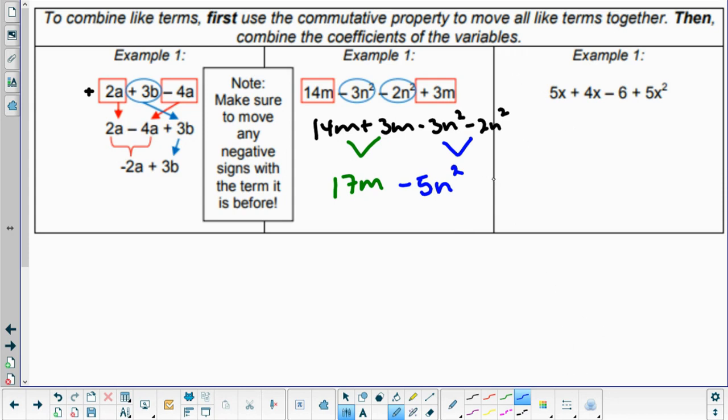So in this case, this time I'm not going to rearrange them. I'm just going to keep them how they are. And what I like to look for is the highest exponent. So this guy is the only one, so that's going to go first. That's a positive 5x squared.